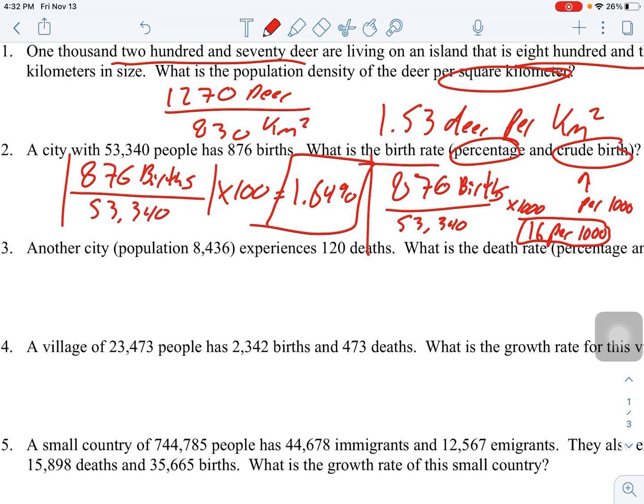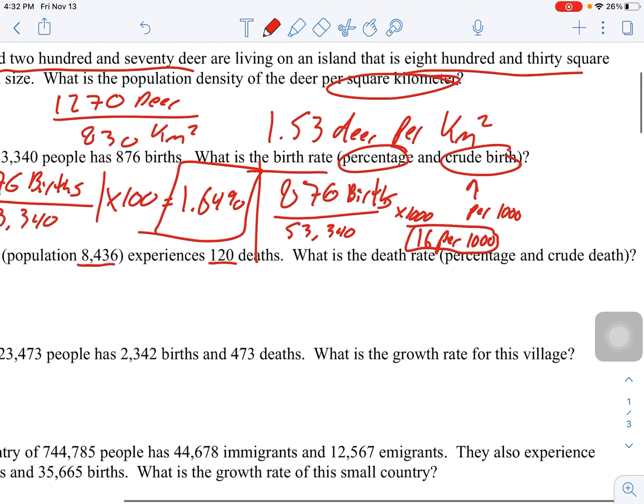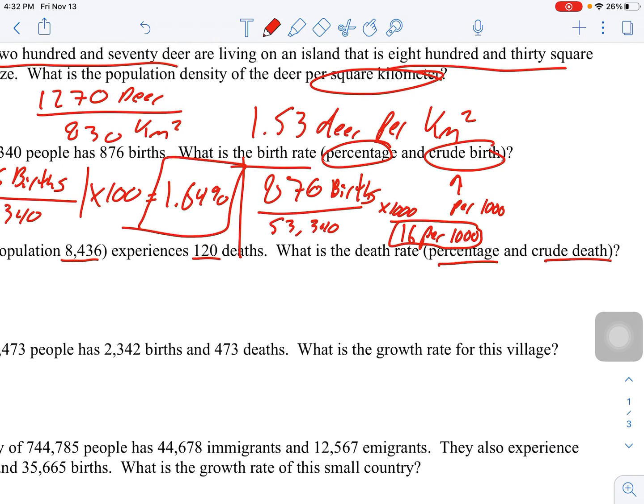Are they the same? They're the same number, but they mean different things. Saying the population has a birth rate of 1.6% is saying something a little different than saying that there are 16 births per 1,000 people. Okay. Another city has a population of 8,436 and experiences 120 deaths. What's the death rate, by percentage and crude death rate, which is per 1,000? This is per 100.